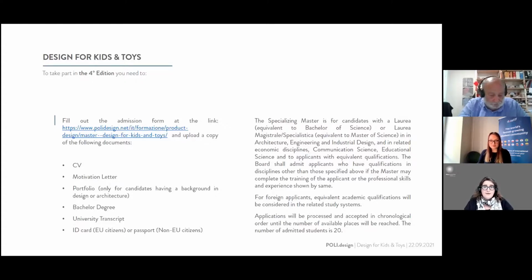The maximum amount of seats available is 20. So the selection is already open, and we suggest applying as soon as possible, as there is a limit to the candidates who can be officially admitted to the master itself.